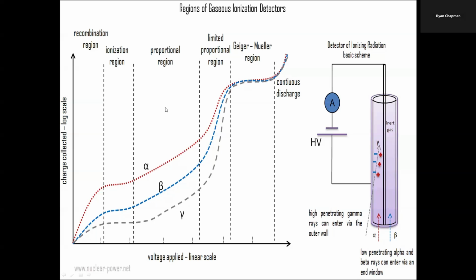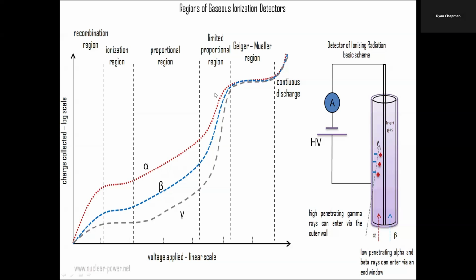The proportional region is where the voltage is now sufficient for ion pairs to create secondary ionizations, and your output is proportional to the incident radiation energy. So the ionizing radiation comes in, ionizes the gases. Those ions now have enough energy to create secondary ionizations, and so you can see your output is now proportional to the incident event.